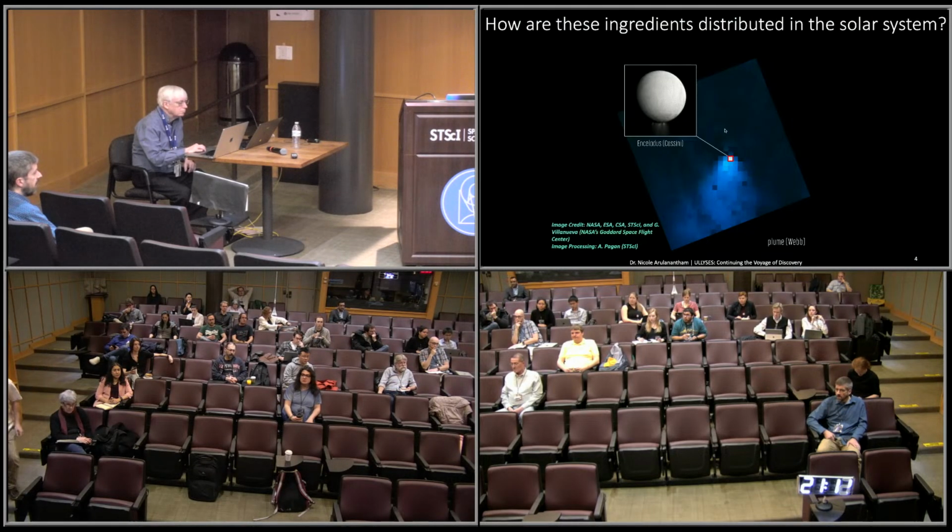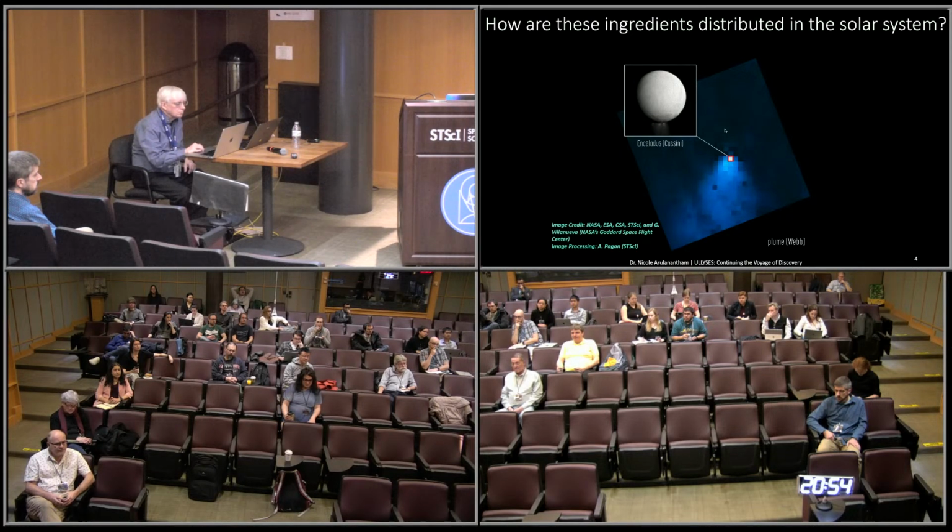Now, another question we might ask is how these ingredients are distributed throughout the solar system. And this is another really awesome thing that the solar system community is making leaps and bounds in measuring with JWST. I love looking at this image. This is a JWST image of the moon Enceladus.